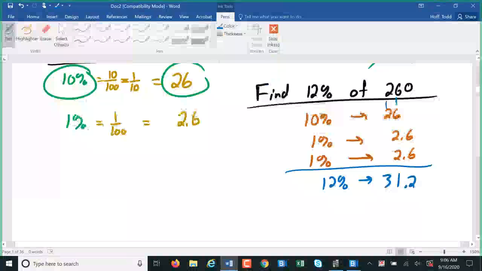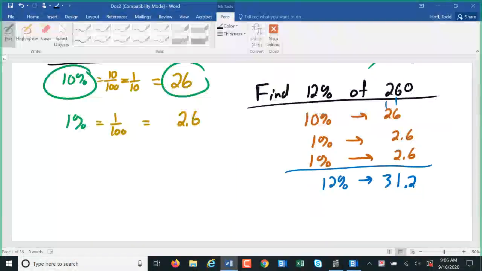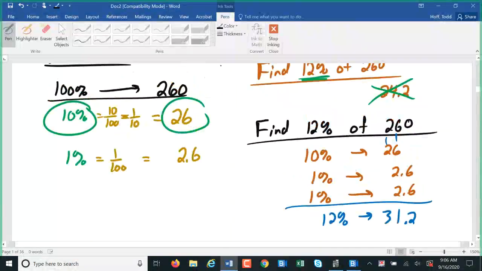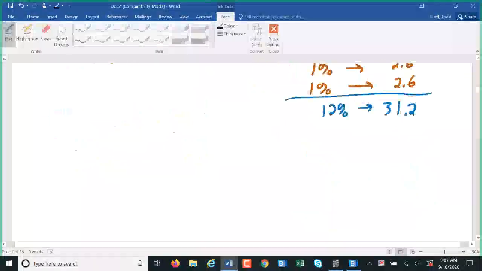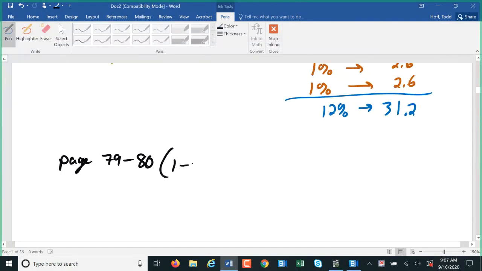Now, obviously, tomorrow we're going to look at direct ways of calculating that without using the benchmarks. But at the very least, you can use these benchmarks in the back of your mind to catch mistakes like this one. Or if you want to, you can use the benchmarks to build some simple percents. For right now, we're going to have you doing some conversions. So your homework is pages 79 through 80, 1 through 81, the odds.